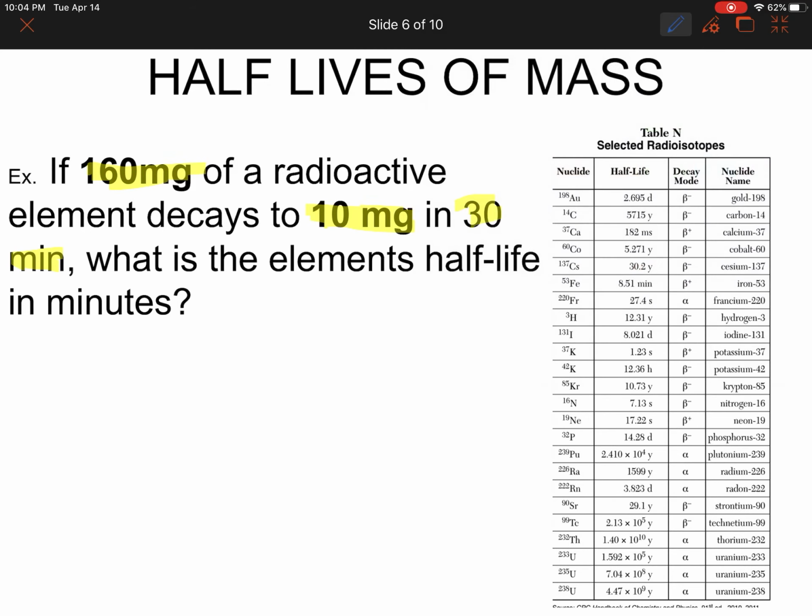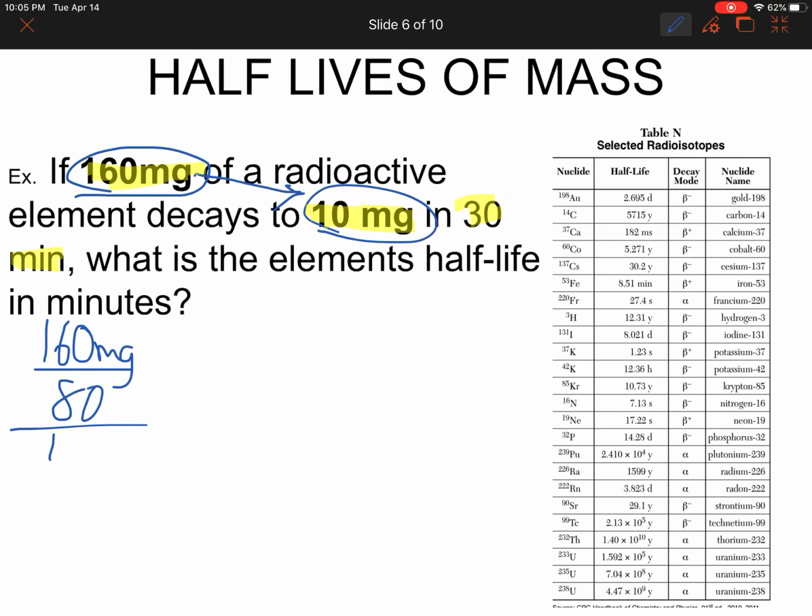So look at the question. Are there 2 units of mass or 2 units of time given here? Well, there's 160 milligrams here and 10 milligrams there. Grams and milligrams, we learned, are units of mass. So we have 160 milligrams. We're going to simply keep dividing it until we reach that number 10. What's half of 160? Well, 80. What's half of 80? 40. What's half of 40? 20. What's half of 20? 10 milligrams.